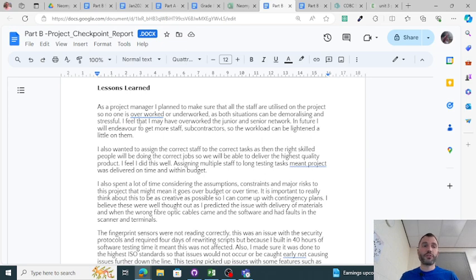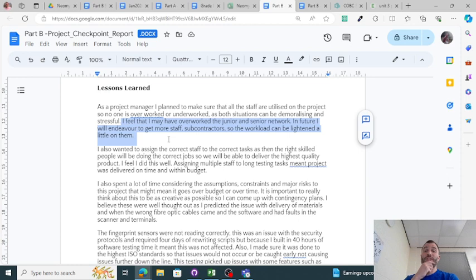So what have I learned from this? Well, I said I felt that the junior and senior network engineer were overworked. So I'd get subcontractors in future. They did way more work than anyone else, and it might annoy them or tire them out, stress them out. And you don't want to annoy good employees.